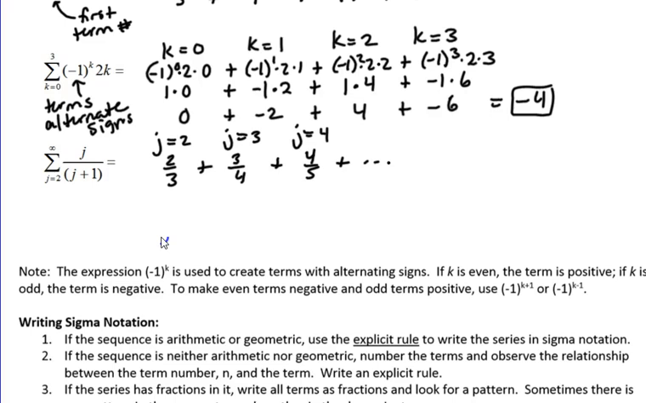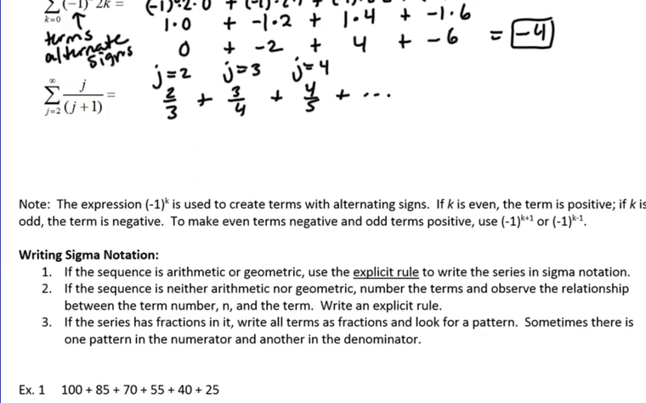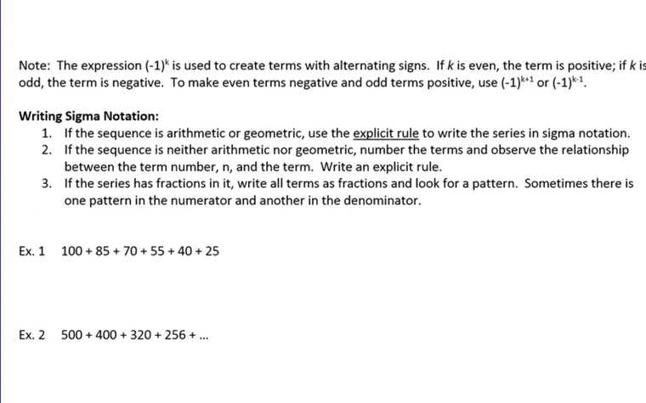So substituting numbers into sigma notation is pretty straightforward. You just plug the numbers in, compute the terms, add them up. But when we go backwards, it's a little more tricky. When I give you a sequence and say write summation notation for it, that's a little more challenging.